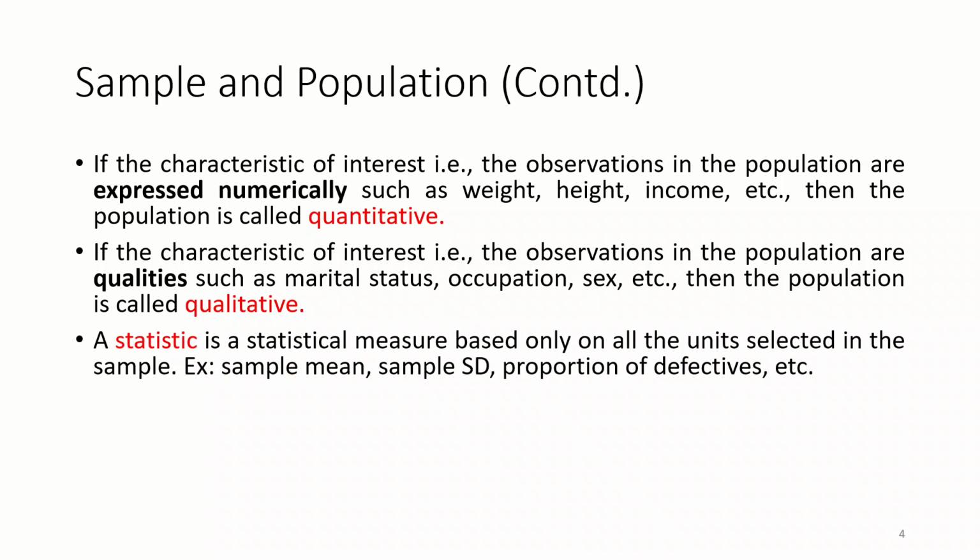Yeah, the statistic is a statistical measure based on all the units selected in the sample. Example, sample mean. Then we have sample standard deviation, proportion of defects, etc. So yeah, there is something as a population mean, and then there is also a sample mean. Sample mean is only from the sample, the information derived only from the sample. That's the difference between sample mean and the population mean.